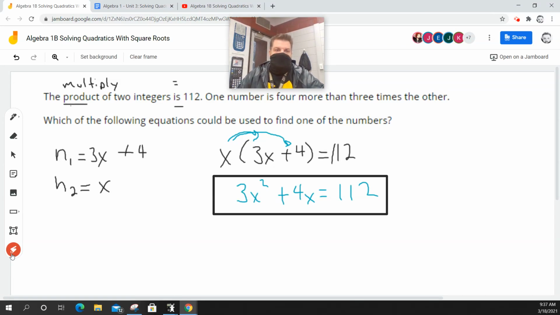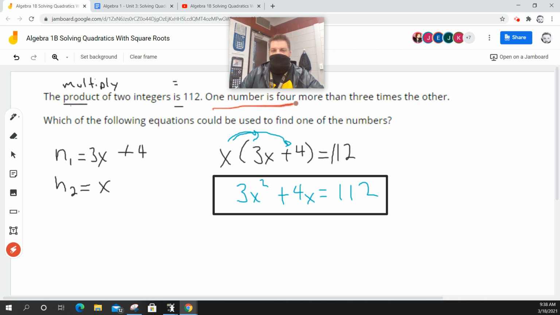So for problem number 8, the problem tells us that the product, that means to multiply, right? The product of two integers, so I'm going to have number 1 and number 2, two numbers that are integers. Integer means it could be a positive or a negative number. That means equals 112. So when I multiply this times this, it equals 112.